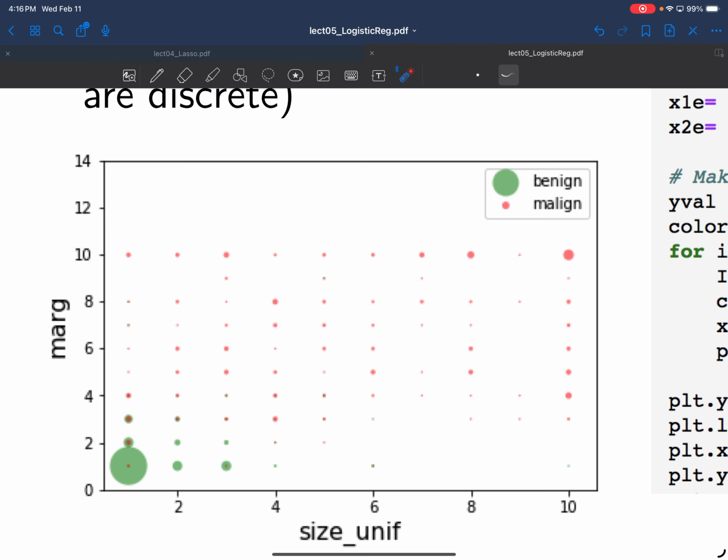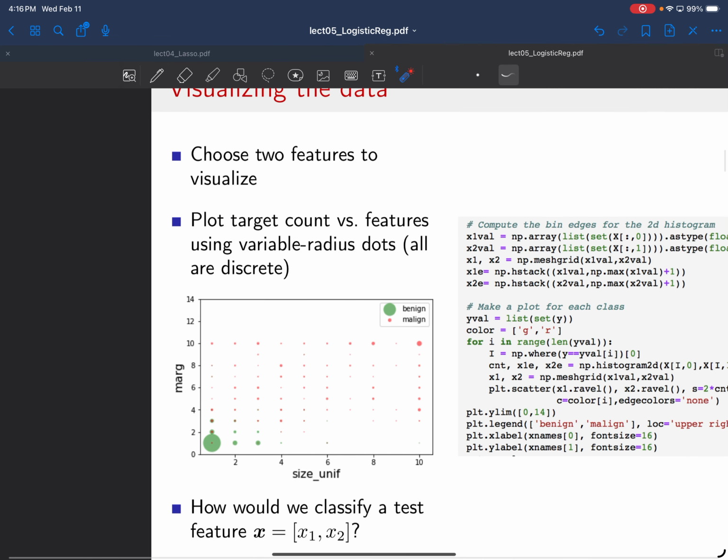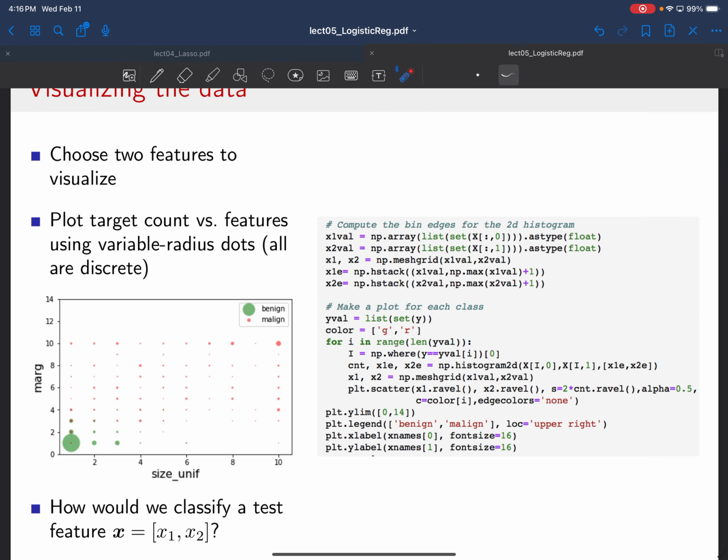Could we draw like a line, like a border, a boundary? Yeah, so maybe we would put a boundary, something like here, right? We would say if it's to the southwest of the boundary, we would classify it as benign, and if it's to the northeast, we would say it's malignant. So that's exactly right. That's the intuition that we have, and that is exactly what we're going to talk about in this unit.